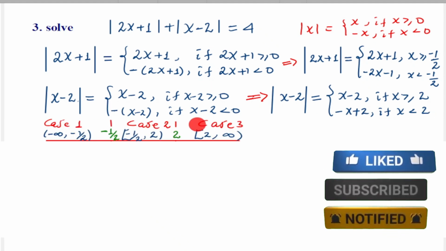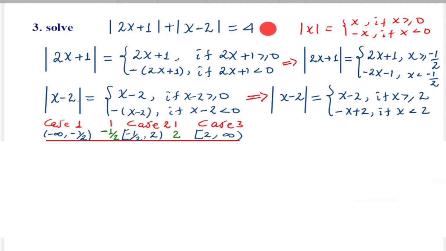So we have 3 cases to solve this double absolute value equation. Case 1, below minus 1 over 2. Case 2, between minus 1 over 2 and 2. Case 3, above 2. When x is less than minus 1 over 2, the output of the absolute value of 2x plus 1 is minus 2x minus 1.